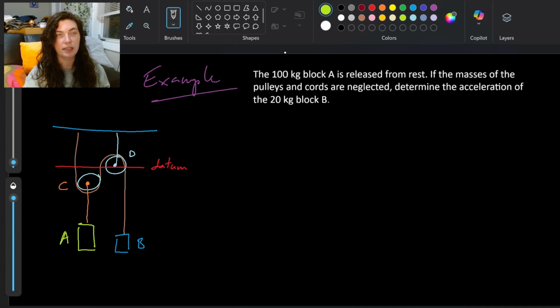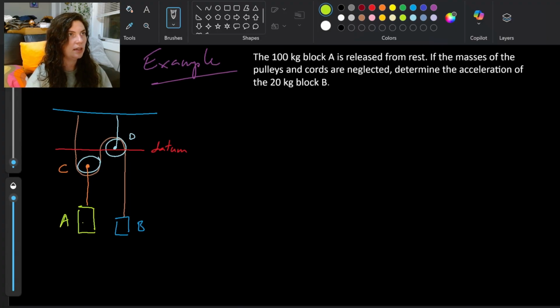We'll look at the kinematics first, because maybe you really want to find those relationships between your accelerations, because we know that's what we're finding. We're finding the acceleration of block B. So let's do that, just as if we were solving another kinematics problem as we were doing in chapter 12, section 10. I have my pulley, block A, and block B here. The 100 kilogram block A is released from rest. The pulley and cord masses are neglected. Determine the acceleration of the 20 kilogram block B.